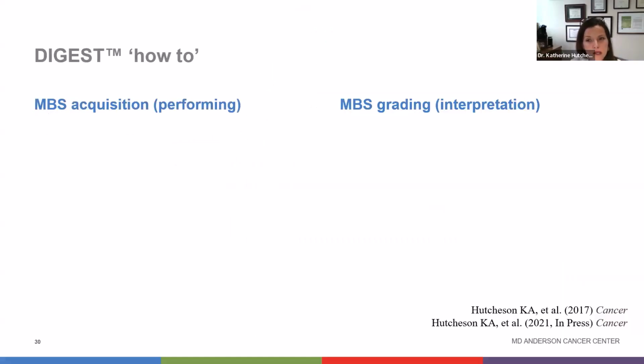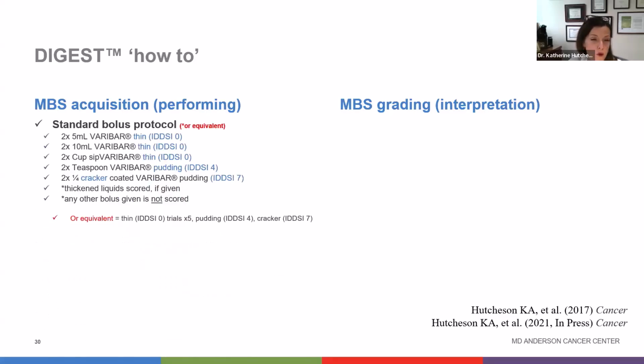And so for that reason, this is an instrument that's particularly vulnerable to not conducting a modified barium swallow study in at least somewhat of a standardized fashion. So the two factors that contribute to a valid Digest grade are how you perform the swallow study and how you interpret it.